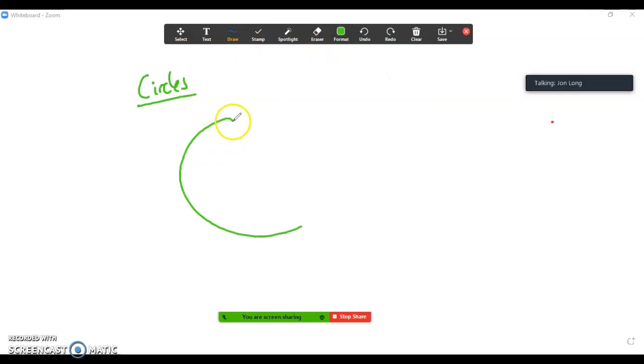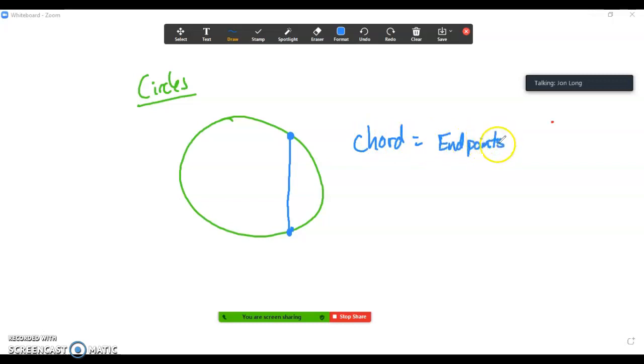Next up, last up, circle. Sometimes you get a segment that starts on one part of the circle, but then just goes to another part. Anytime you have this, I call it like a random segment. This is called a chord. It's a segment that has endpoints on the circle.